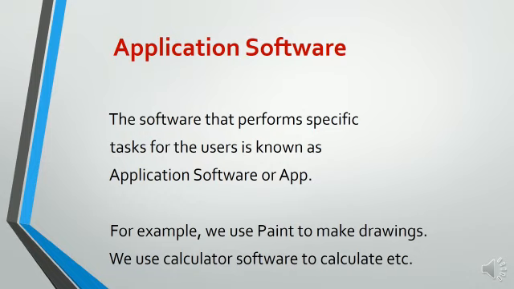For example, we use Paint to make drawings, we use calculator software to calculate, we use MS Word to make documents, etc. All these are examples of application software. Now let us read about the application software one by one.